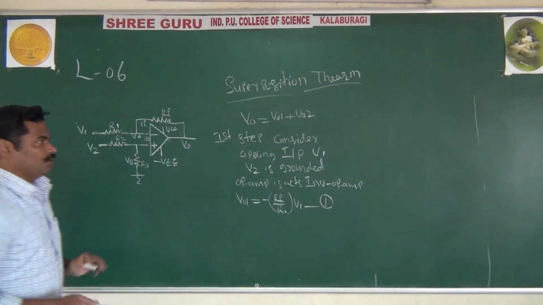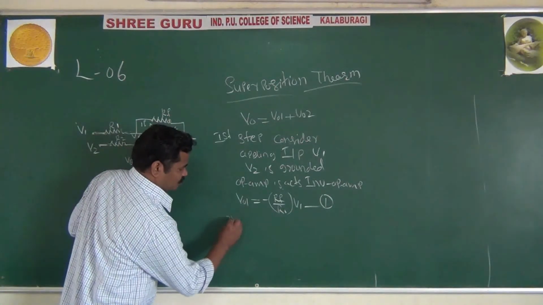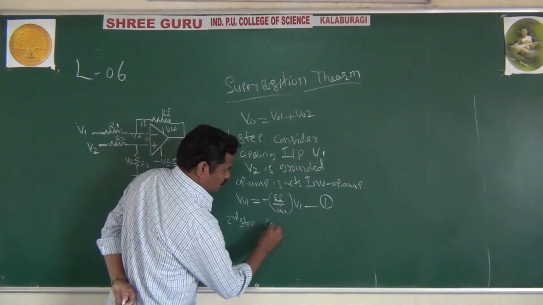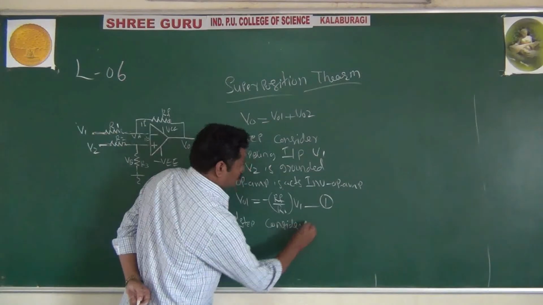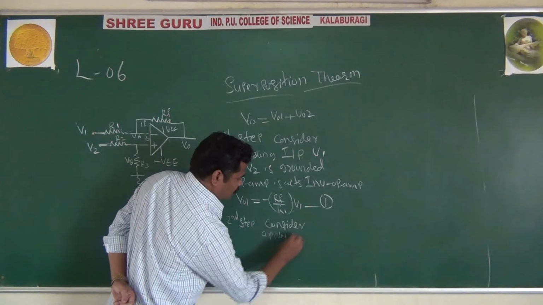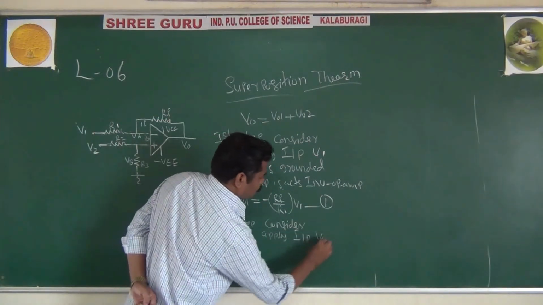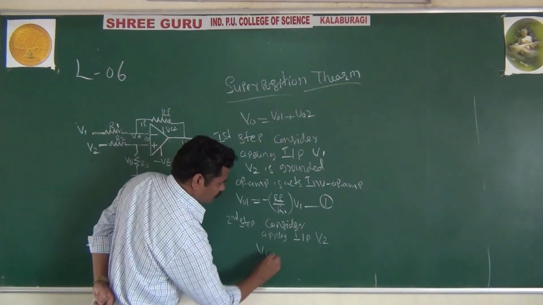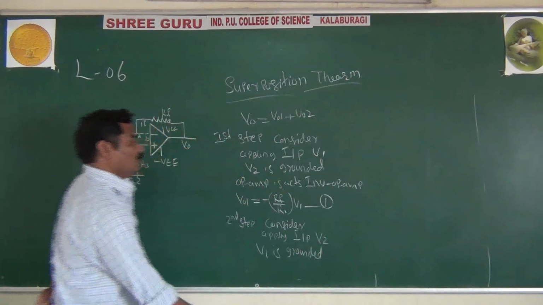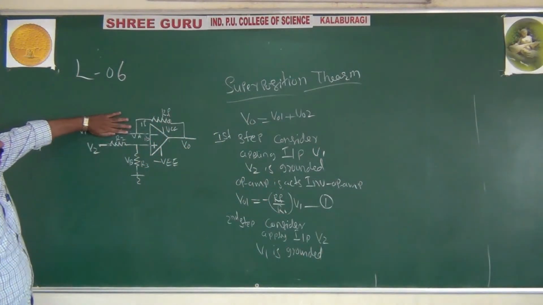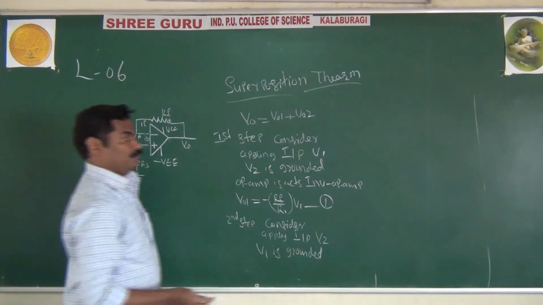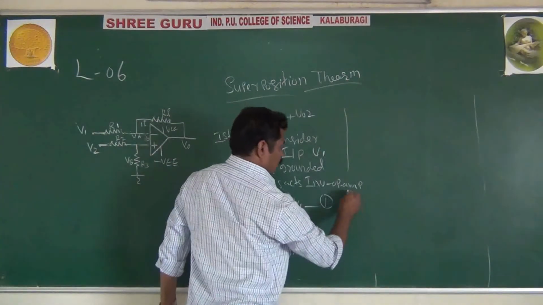In the second step, what do you have to do? Consider applying input to V2, and V1 is grounded. In the second step, this is not there, this is grounded. Now in that case, the overall circuit acts as a non-inverting amplifier. Your circuit acts as a non-inverting amplifier.